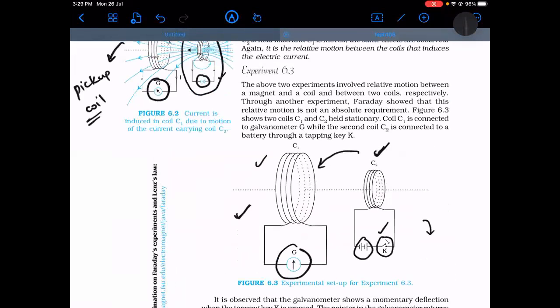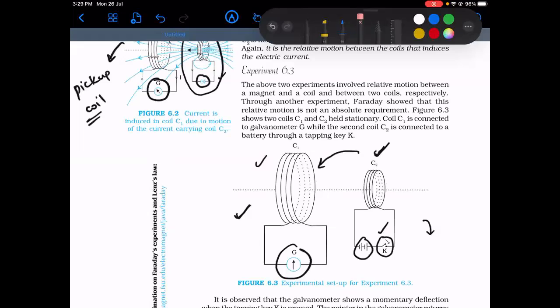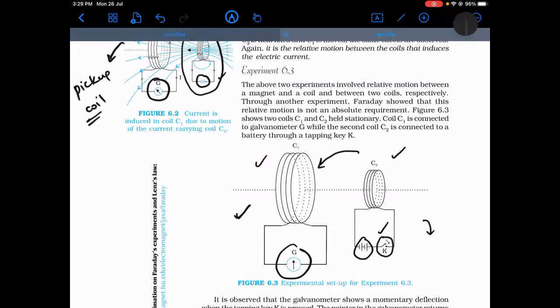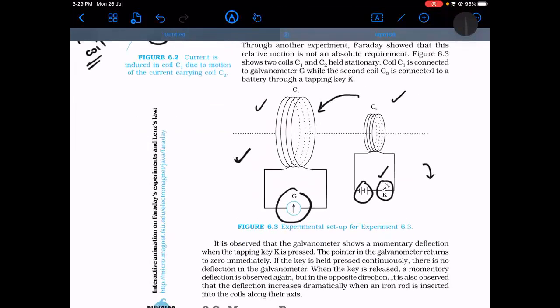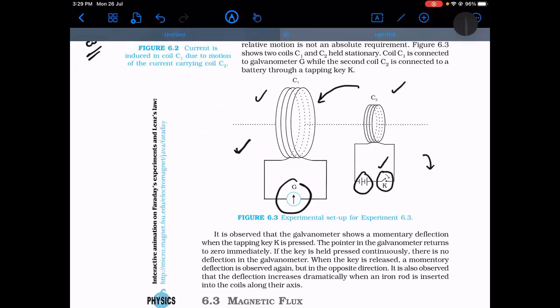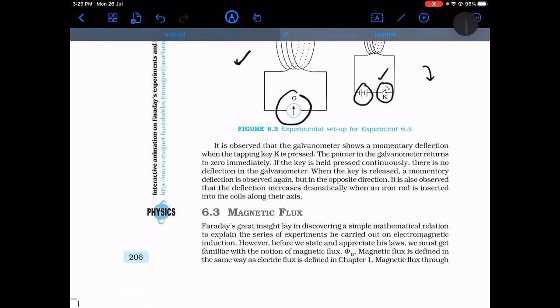Right. In which the third part says that there is no necessity of relative motion, but if you're able to create a change in flux with respect to time, what flux? Change in magnetic flux with respect to time. Yes, you can generate EMF. That is the question. Am I clear, guys?